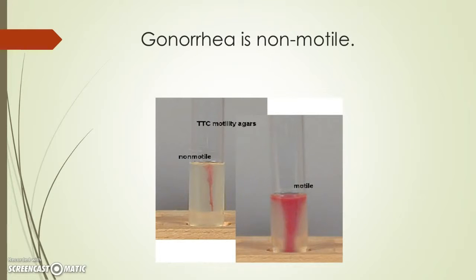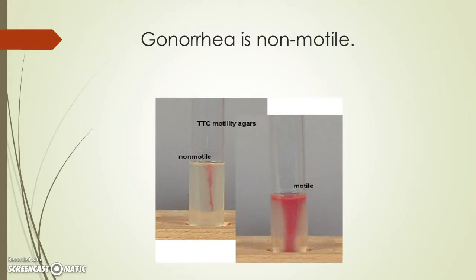Gonorrhea is non-motile, meaning it does not have self-propulsion. This picture shows a test that microbiologists use by putting a tiny mass of cells into a semi-solid medium in a test tube. If the cells grow rapidly through the entire medium, like the picture on the right, this indicates motility in the bacteria. A non-motile bacteria, like gonorrhea, would grow in one place but not make any progress, like the picture on the left.